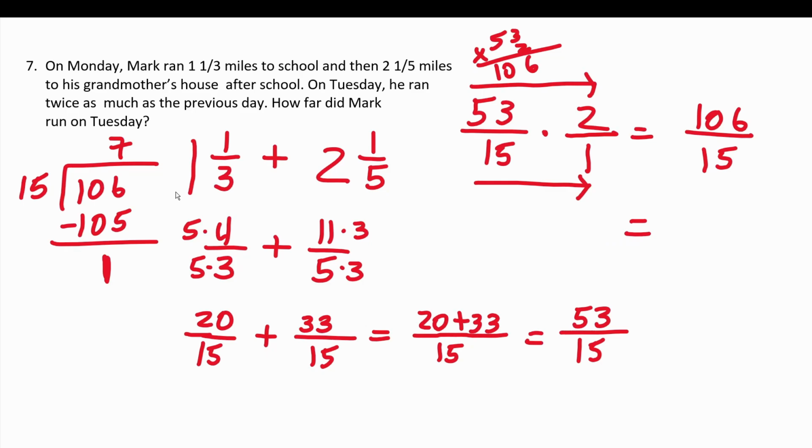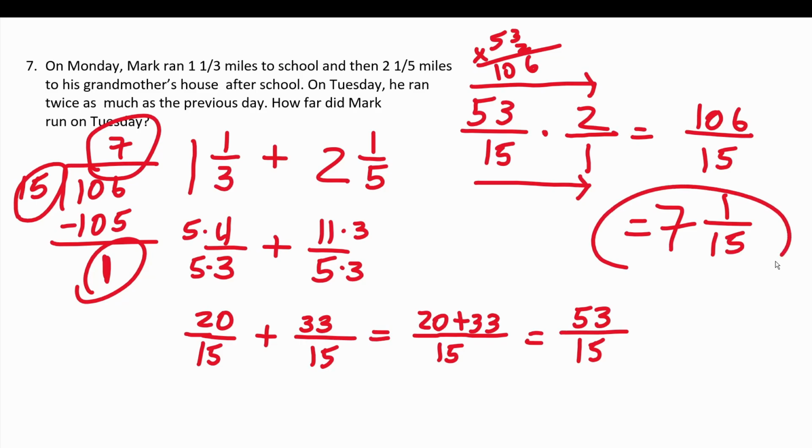So we have enough to write our mixed number. Again, this is going to be our whole number here. This is going to be our numerator, and this is going to be our denominator. And we can't reduce this any further, so this is how far he ran on Tuesday. If he ran 1 1/3 miles on Monday and an additional 2 1/5 miles on Monday.